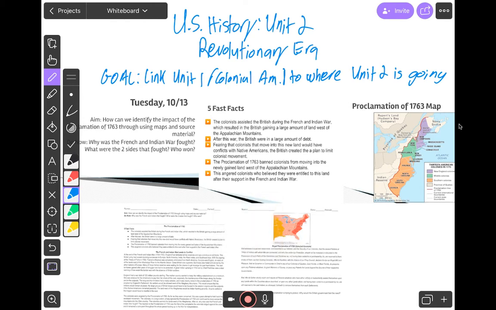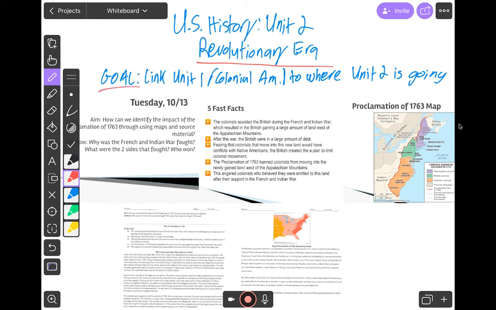Today we are going to be kicking off Unit 2 of our study of U.S. history. And as you can see at the top, Unit 2 is titled The Revolutionary Era. Okay, so this concept of revolution is going to be very central to this unit.